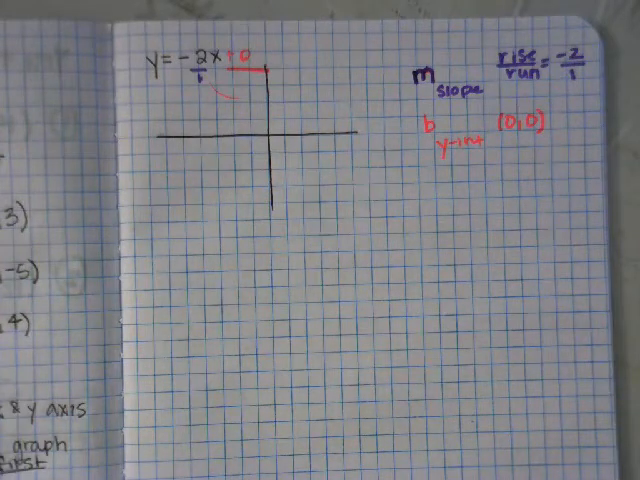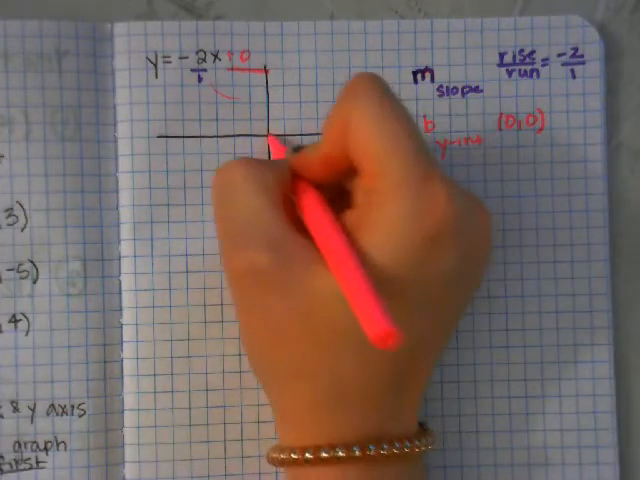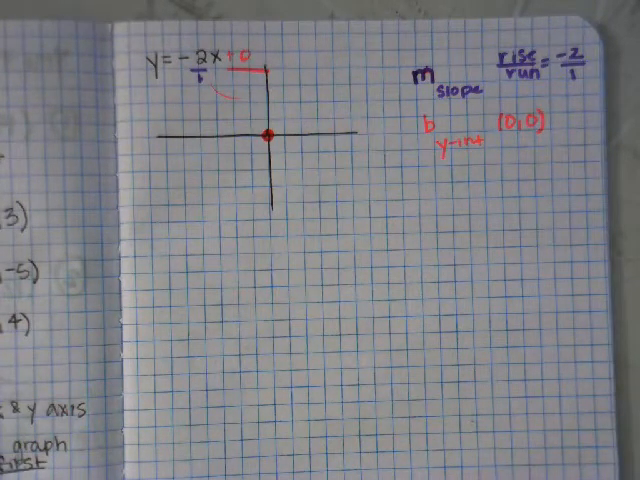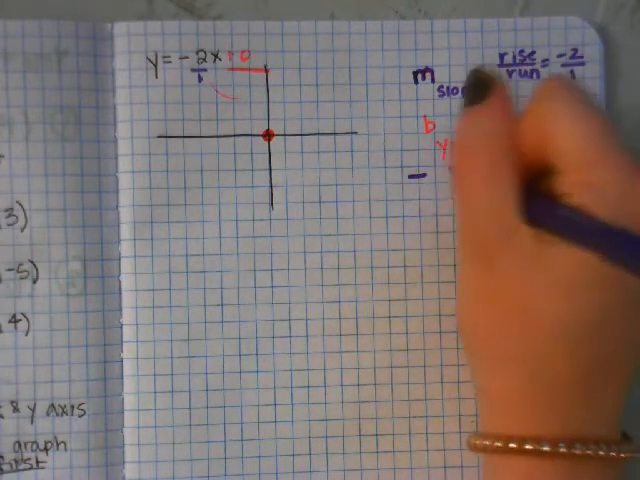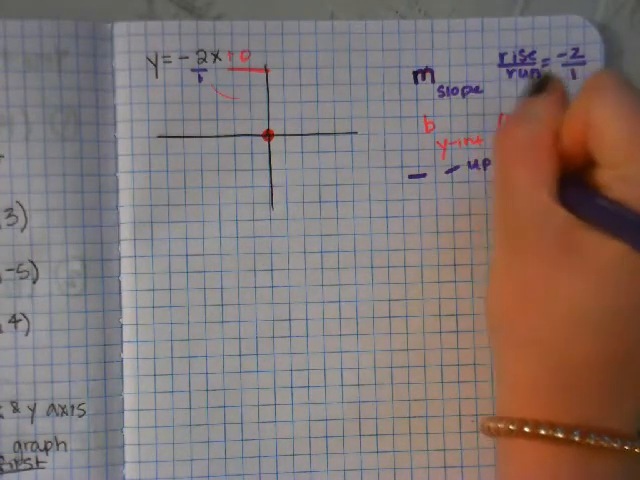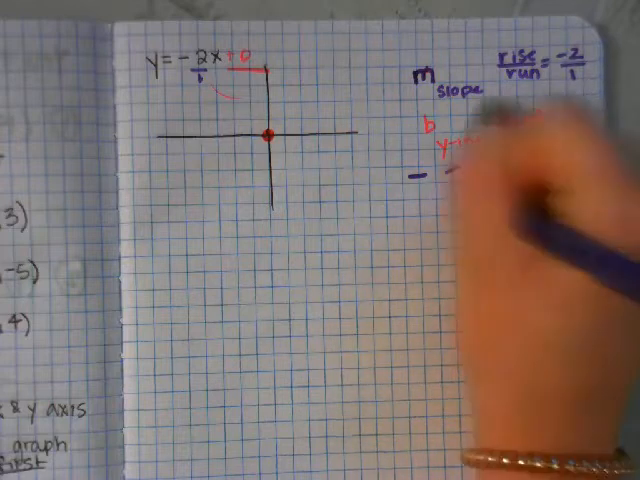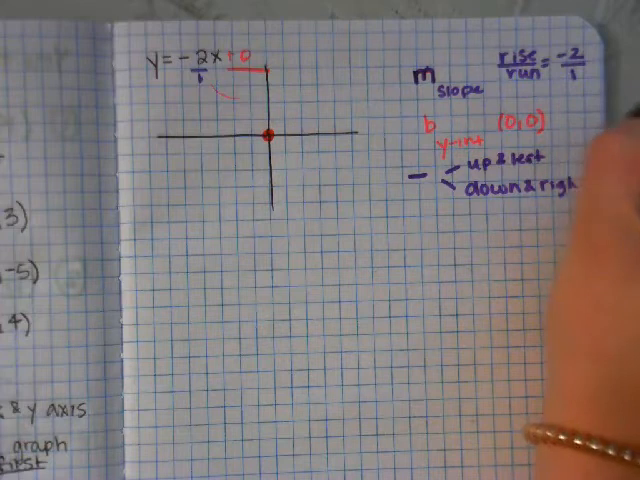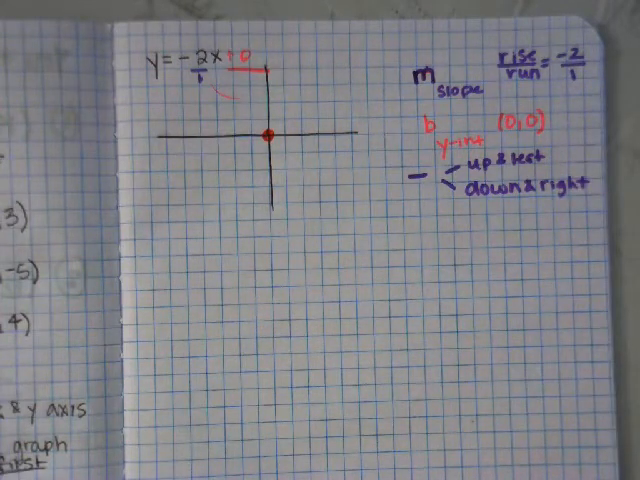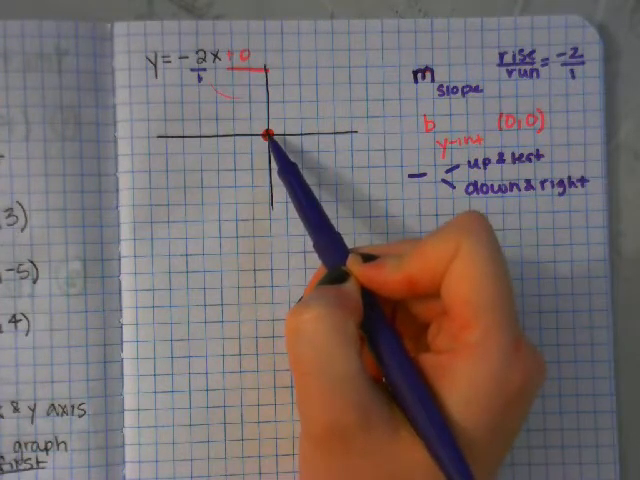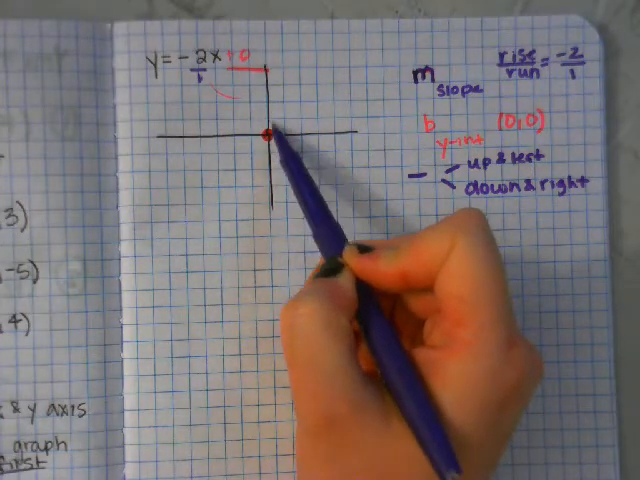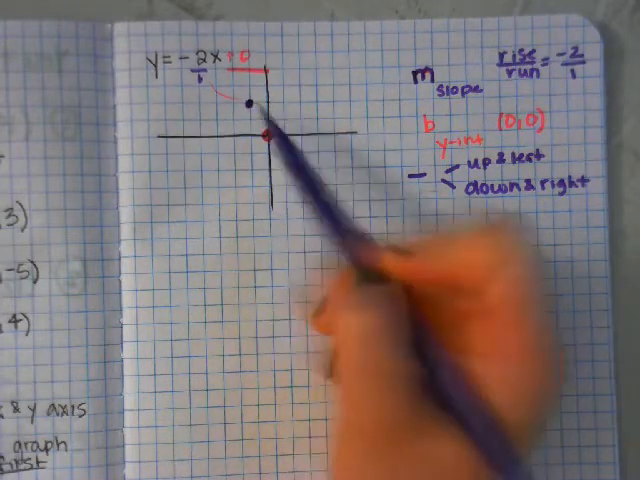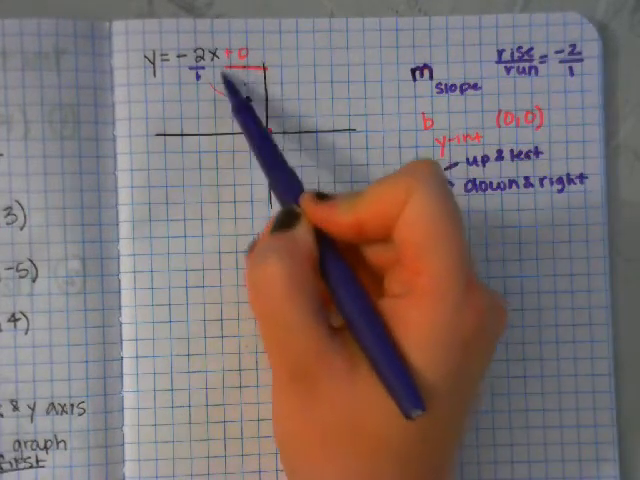Okay? So we start at 0, 0. That's our y-intercept. All right. Negative slope means that we can go up and left, or down and right. So I start at my y-intercept 0, and if I go up 2 spaces, 1, 2, then I go left 1. Up 1, 2, left 1.